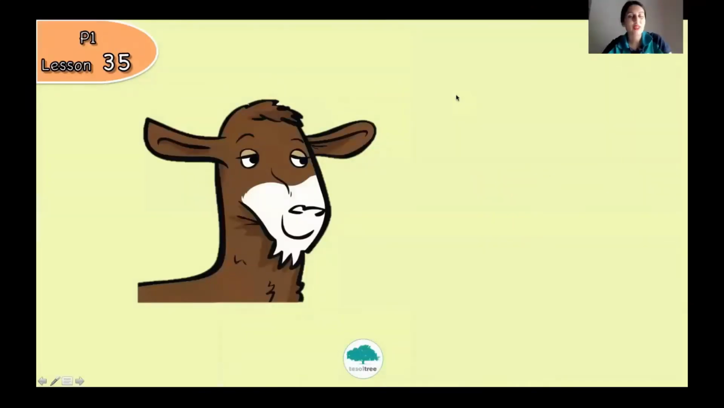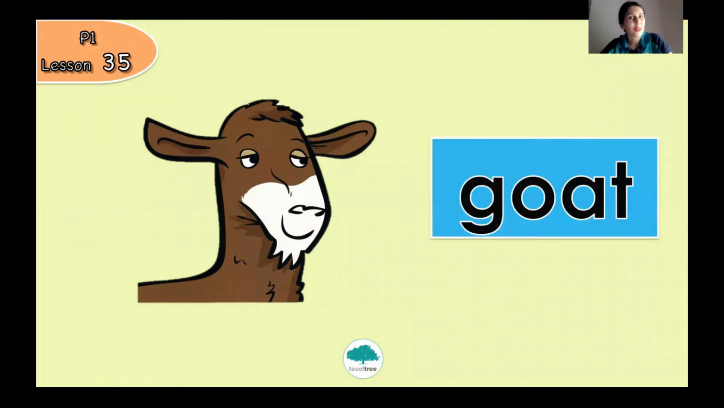Look at the picture. Can you tell me what is this? Do you know this farm animal? I can help you. It's a goat. Goat. Let's spell this word together. G-O-A-T. Very good. It's a goat. Repeat after me. Goat. Okay, let's continue.